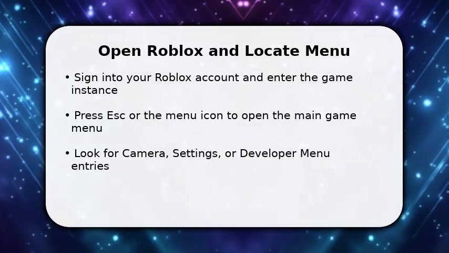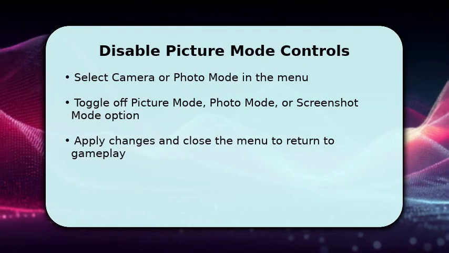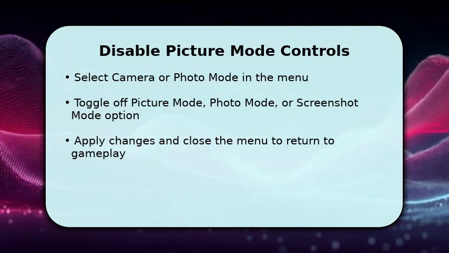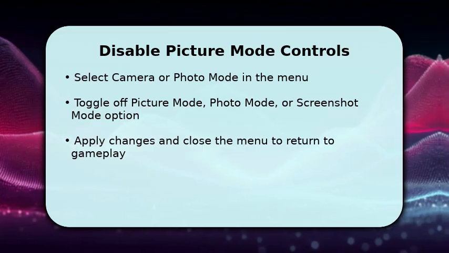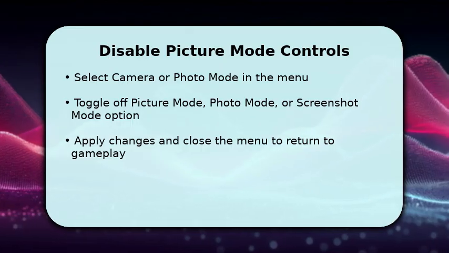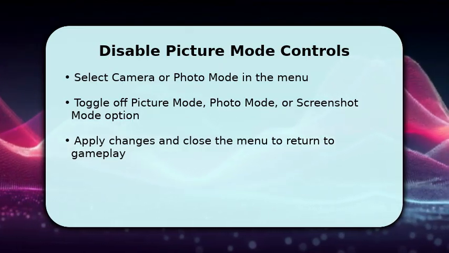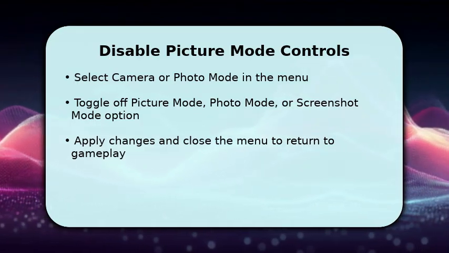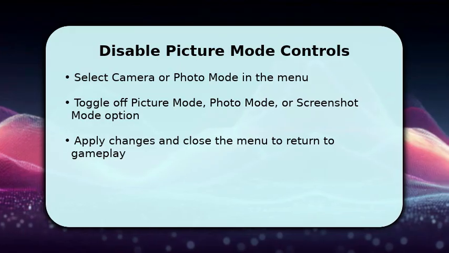Now that you've opened the camera or photo mode area, you will find a toggle or button labeled picture mode, photo mode, or screenshot mode. Click or tap it to disable. You do this to return the camera to normal gameplay behavior and re-enable standard controls. Once toggled off, press apply or confirm if prompted, then exit the menu. This ensures settings are saved.